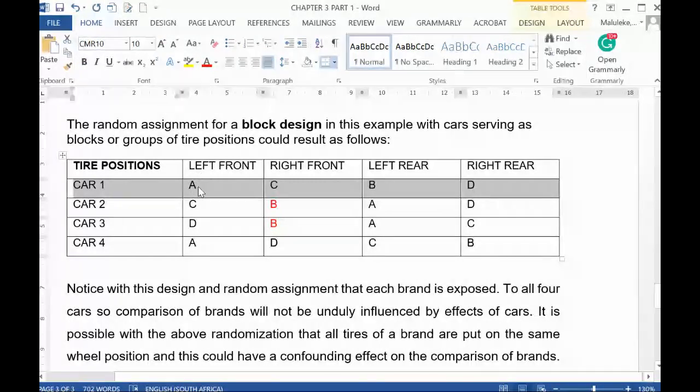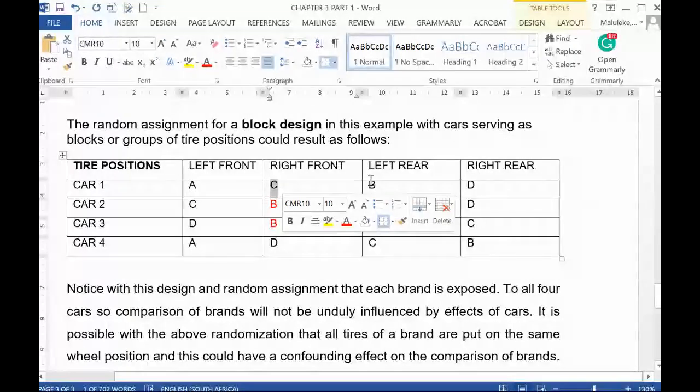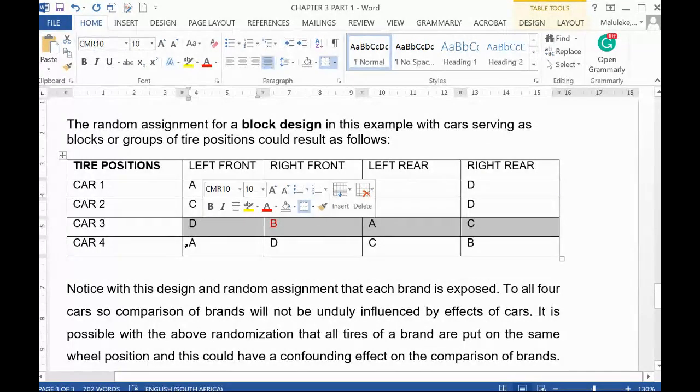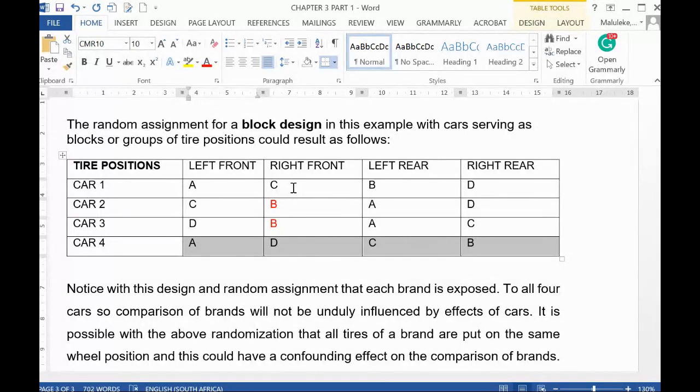Car A was able to get what? All the brands, isn't it? Car B, again, it managed to get all the brands. Car C, again, the same thing, isn't it? And the last one managed to get all the brands. But the challenge is one. Where are the tires placed? Remember, when looking at the car it is supposed to have how many tires? 4 tires.